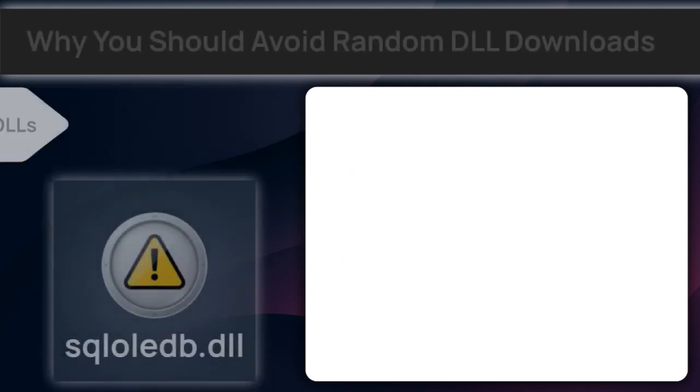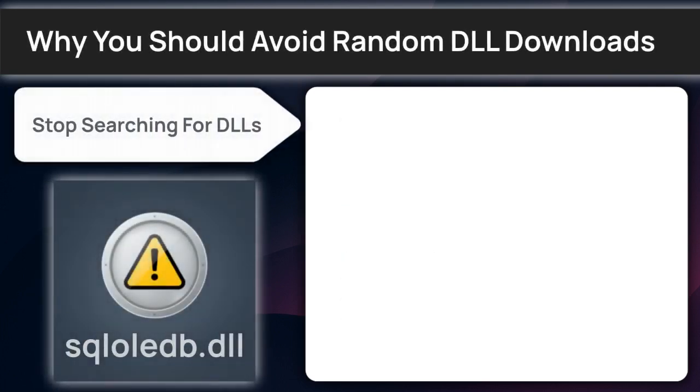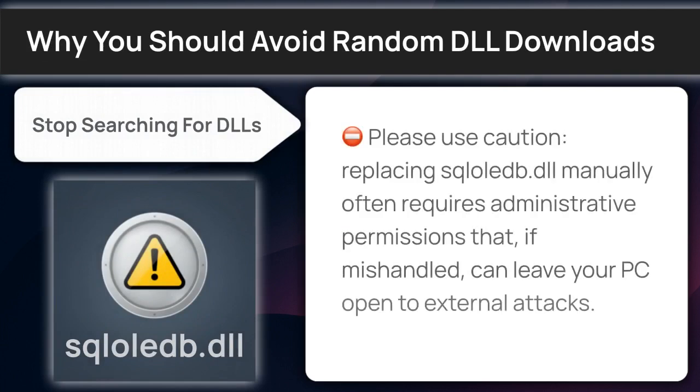Before you finalize your changes, I need to emphasize the importance of using trusted sources. A professional word of caution: many domains offering standalone Sqloledb DLL downloads are actually distributing modified binaries capable of logging keystrokes and compromising encrypted credentials.